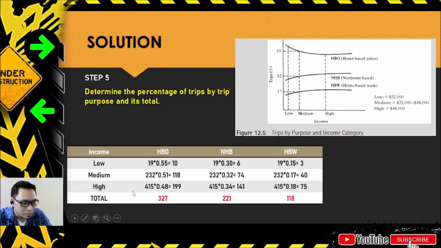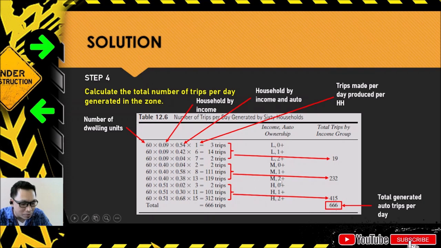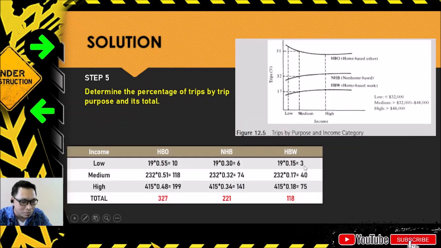Then for high, we have 415. Where does 415 come from? That is the total number of trips generated by the high income. So 415 multiplied by, it is below 51, so let us just assume 0.48. So multiplied by 0.48, that is 199, the number of trips for home-based other.